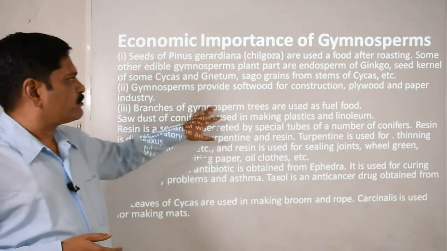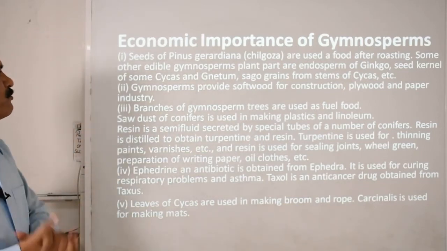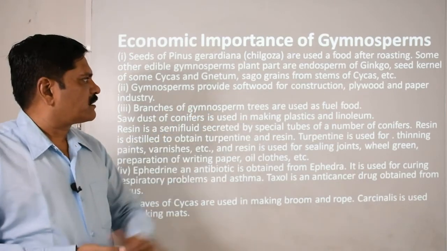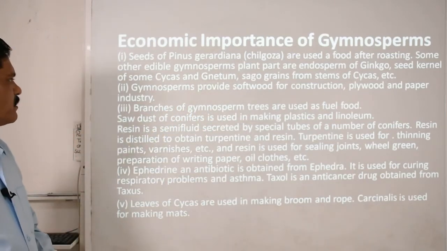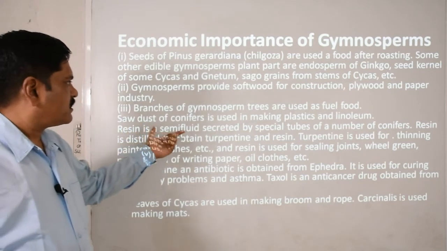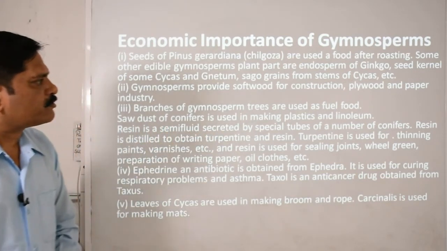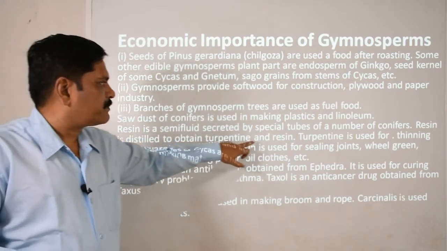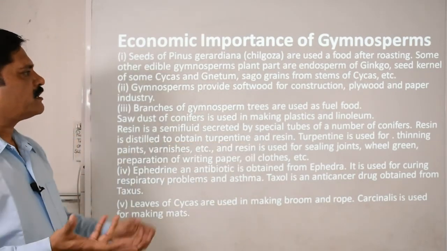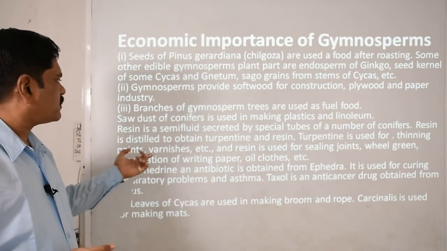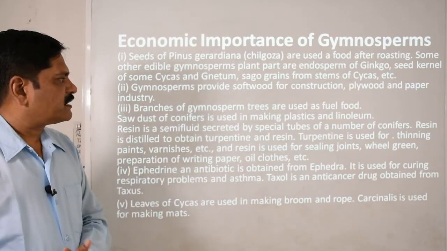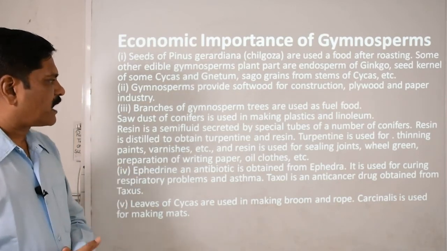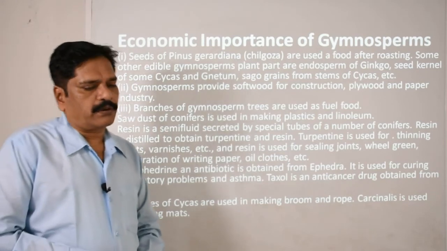Even this softwood is also used for the packaging of materials. Okay, so in the packaging industries it is quite helpful. The branches of Gymnosperm trees are used as fuel wood. Now the sawdust of the conifers is used in making plastics and linoleum. The resin is a semi-fluid created by the special tubes of a number of conifers, and this resin is distilled to obtain turpentine and resin. The turpentine is used for thinning paints and varnishes, and the resin is used for sealing joints, wheel greases, and the preparation of writing papers and oil cloths.